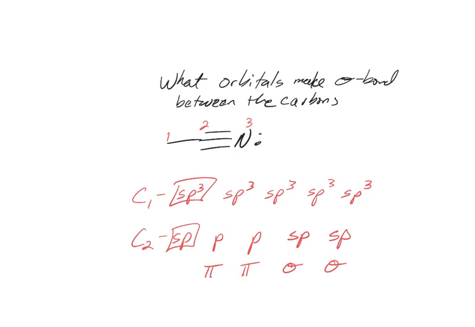And C1, right, is also bonded. They're not drawn in, but it's bonded to 3 hydrogens. And so it's using those sp3 orbitals to make 4 sigma bonds. So if you're looking for the sigma bond between carbon 1 and carbon 2, it's between an sp hybrid orbital from C2, and an sp3 hybrid orbital from C1, making that sigma bond.